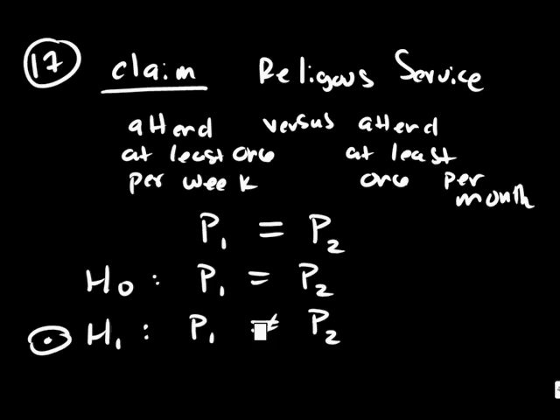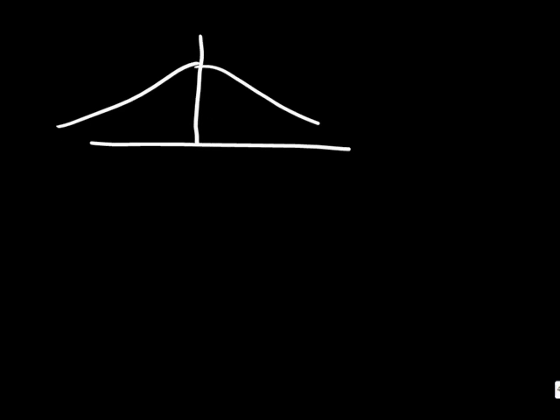Let's create our decision rule. Two tails. Rejection region. This is a do not reject the null region.